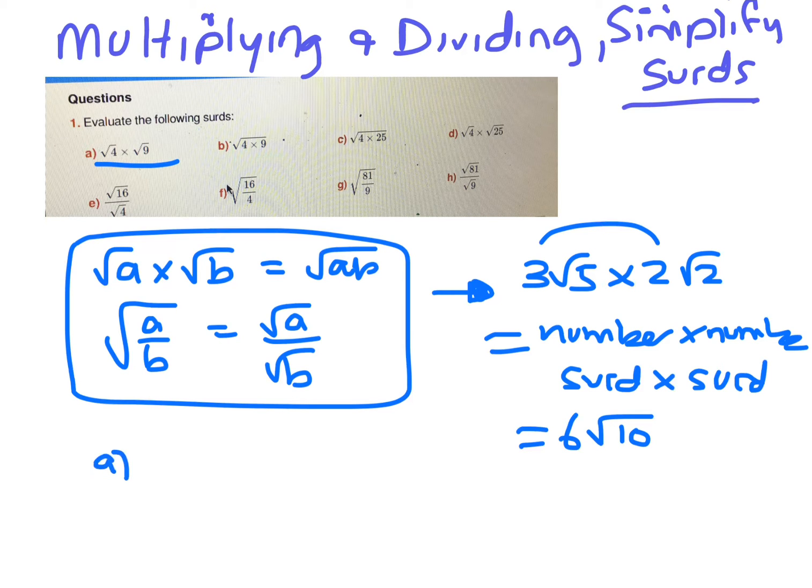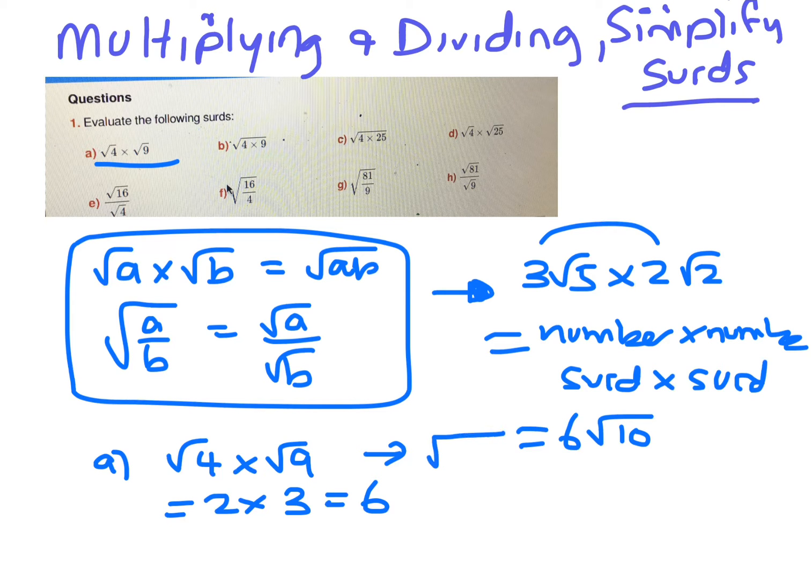Okay, so if you look at part A, you could do this in 2 ways. You could simply square root the 4 and you get 2, square root the 9, you get 3, so you end up with 6. Or you could go 4 times 9 is 36, root 36 is 6. Okay, this one here, the same. You could just go 4 9s are 36, which is 6, or you could go root 4 times root 9, which is 2 times 3, which is 6.